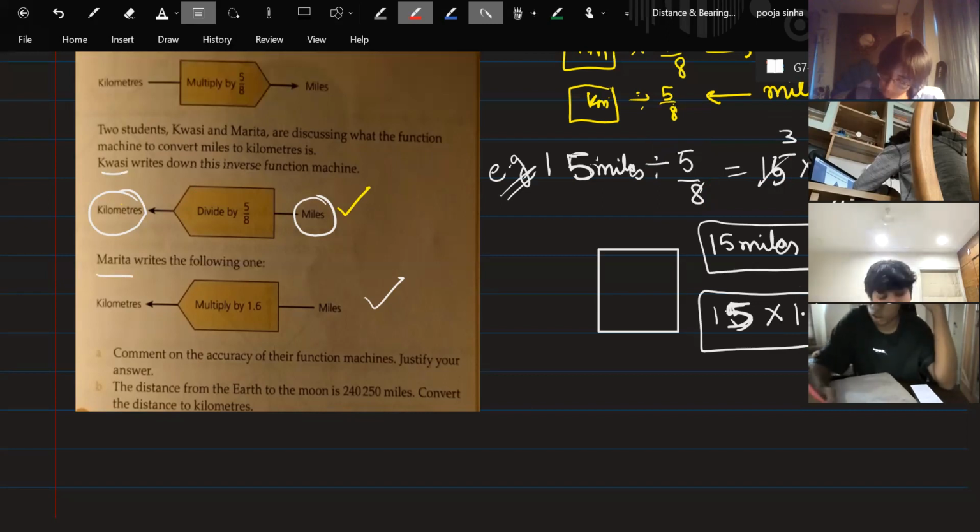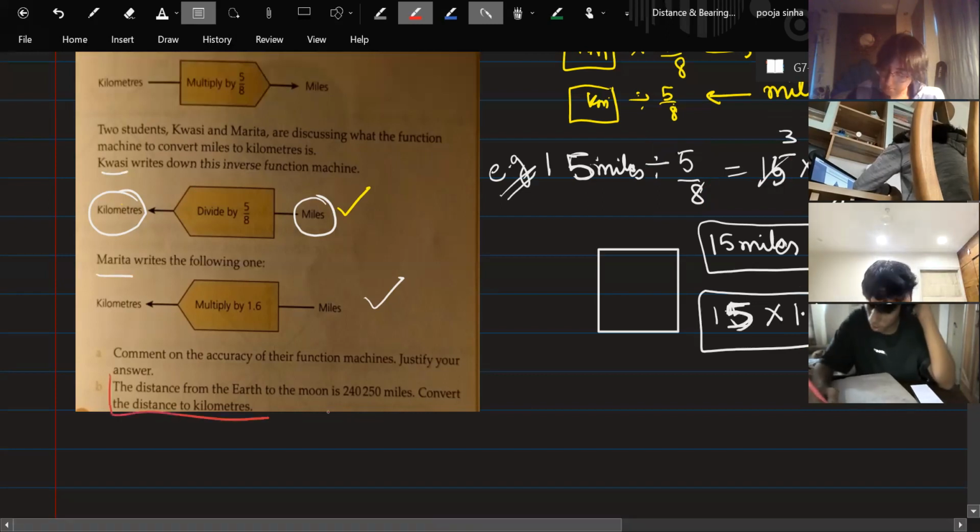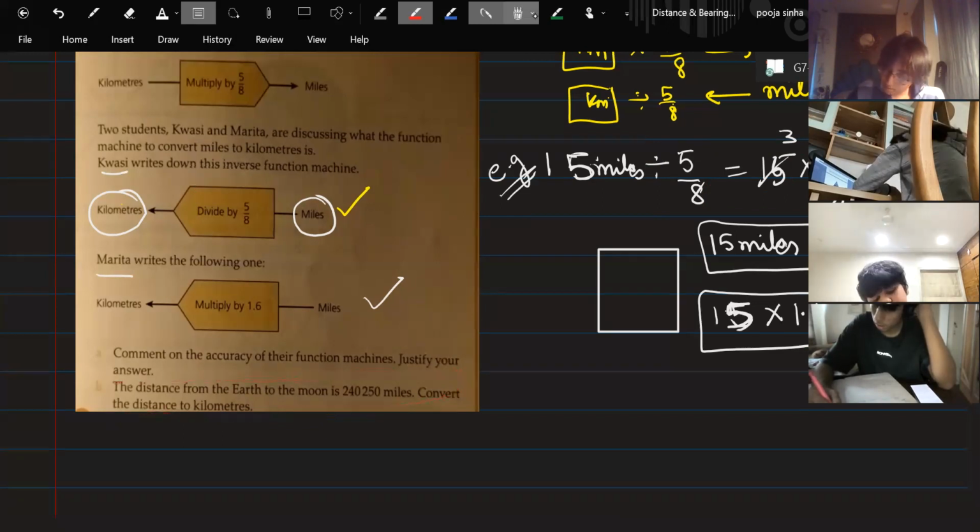Next question is, you need to find the distance between Earth and Moon, and the distance is given in miles.